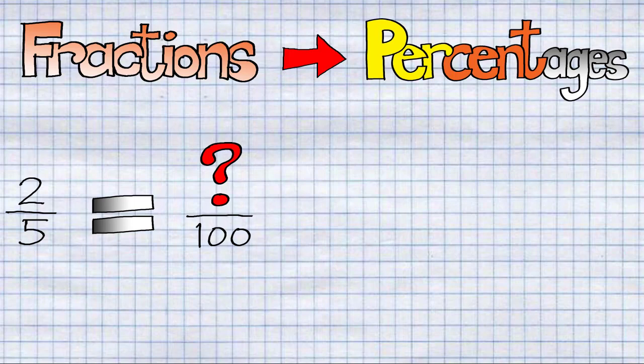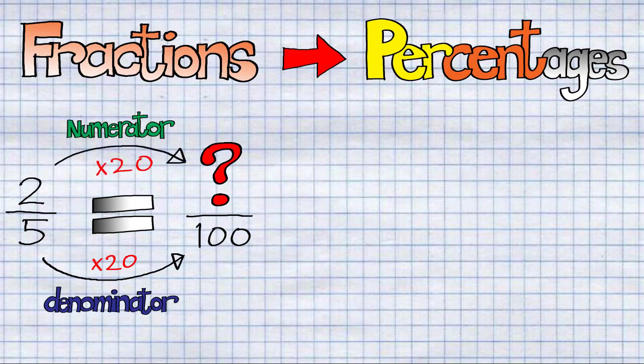So to change this, first of all, we need to look at the denominator. And how are we going to change 5 to 100? Obviously, we multiply by 20. Now, a very important rule when finding equivalent fractions is whatever you do to the bottom, you have to do to the top. So whatever you're doing to the denominator, you have to do to the numerator. So because I multiplied the denominator by 20, I have to multiply the numerator by 20 if I want to keep the same value. Okay?